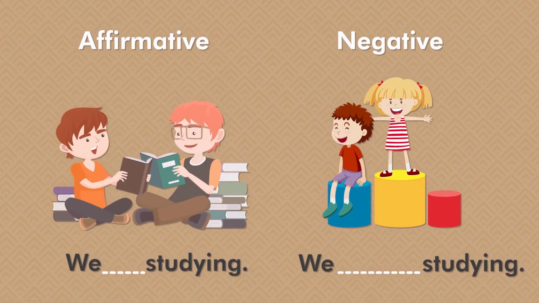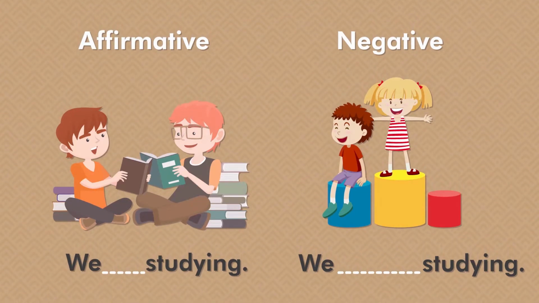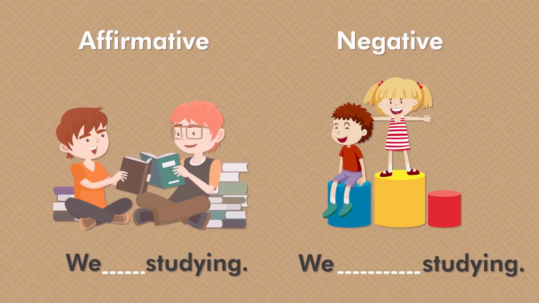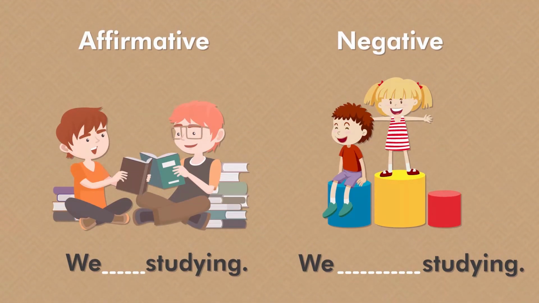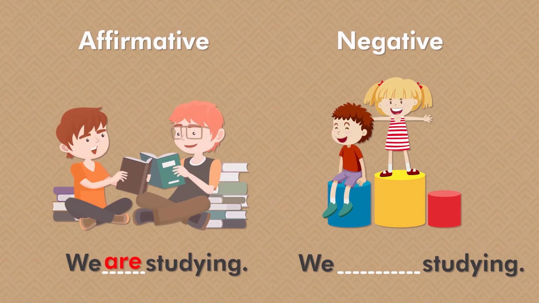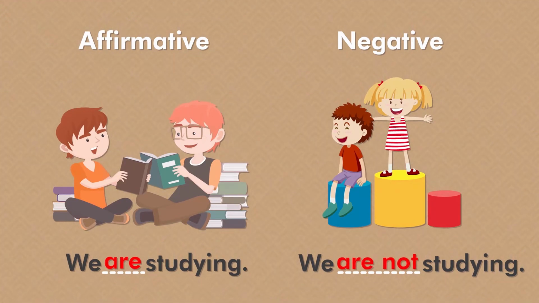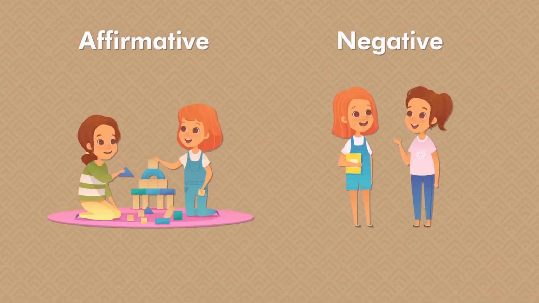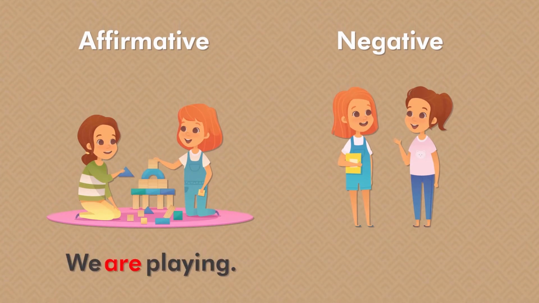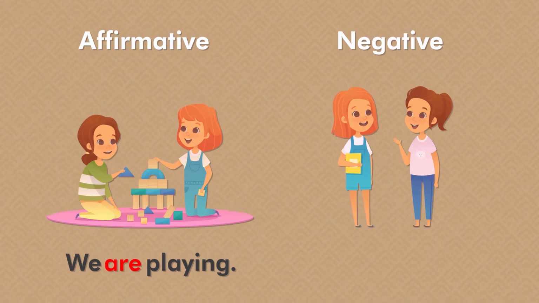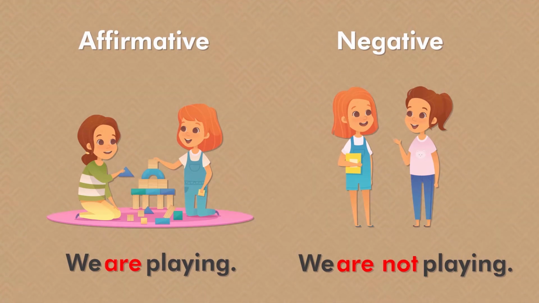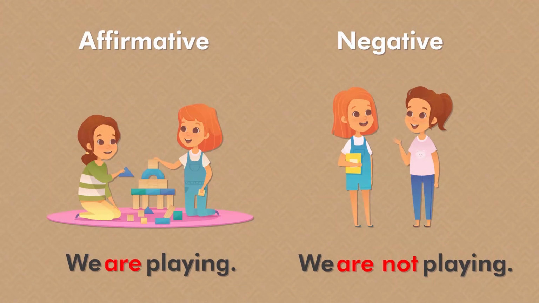Let's try again. Fill in the correct verb. You got it. For affirmative, you would say, we are studying. For negative, you would say, we are not studying. Can you tell me the negative statement for we are playing? Go ahead. That's right. You would say, we are not playing.